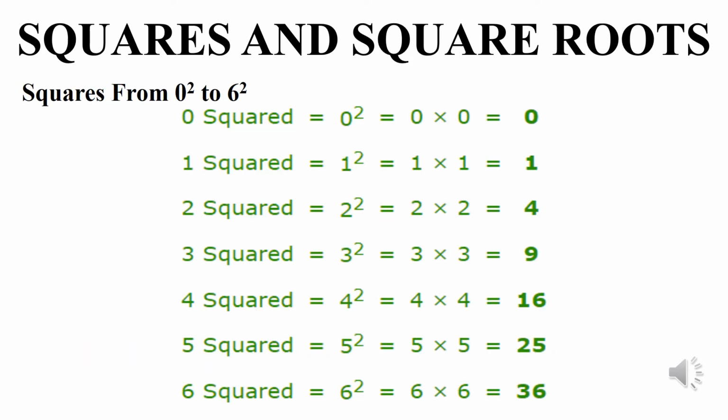Squares from 0 squared to 6 squared. 0 squared is 0 times 0, which is 0. 1 squared is 1 times 1, which is 1. 2 squared is 2 times 2, which is 4. 3 squared is 3 times 3, which is 9. 4 squared is 4 times 4, which is 16. 5 squared is 5 times 5, which is 25. 6 squared is 6 times 6, which is 36.